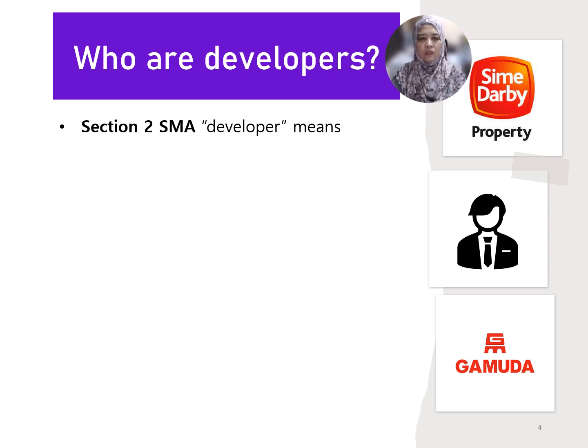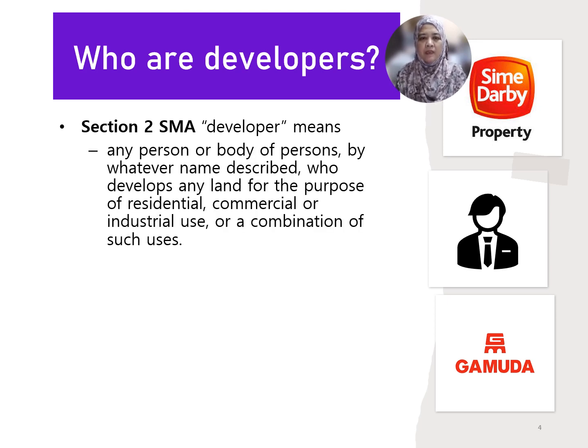Now, according to Section 2 of SMA, developer means any person or body of person. So that means that it can be a natural person and it also can be a company. By whatever name described, who develops any land for the purpose of residential, commercial or industrial use, or a combination of such uses. Now, we are familiar with apartments, with condos, so that is under residential purpose.